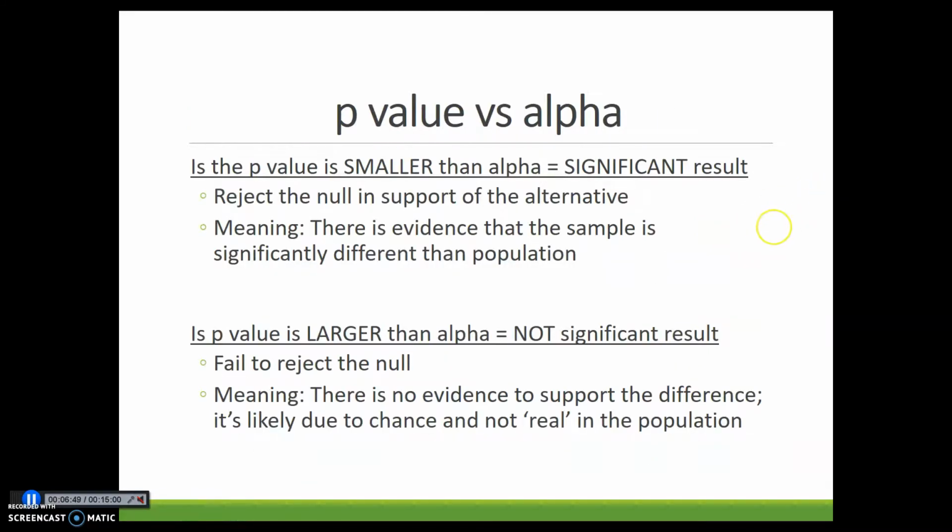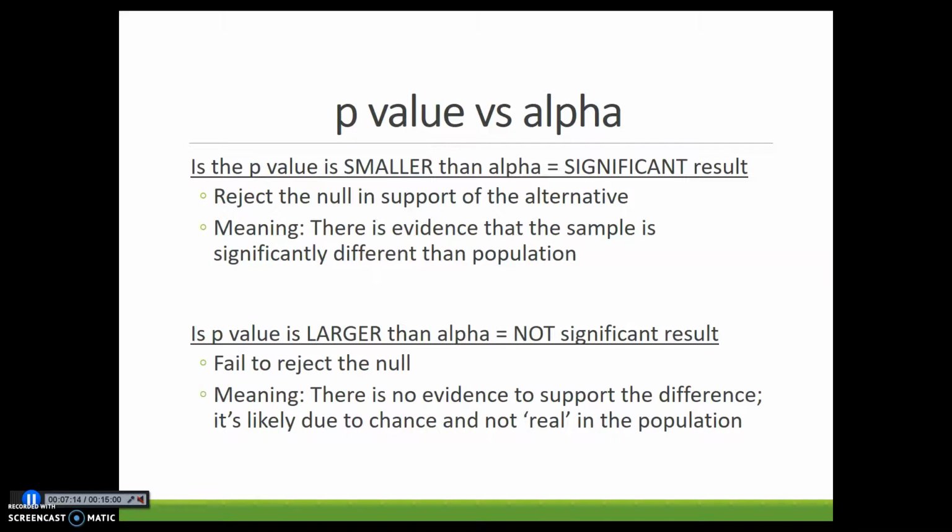So here's your rules. If your p-value is smaller than alpha, you have a significant result. So if you found a p-value of 0.02 compared to your alpha of 0.05 at 95% confidence, then you get to reject the null to support the alternative hypotheses. What that means is that there's evidence that the sample is significantly different than that population.